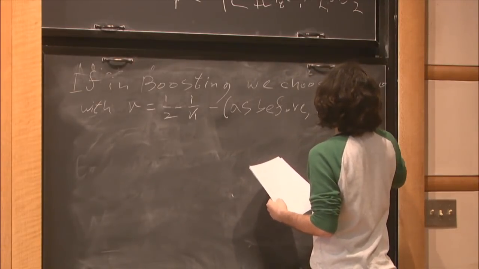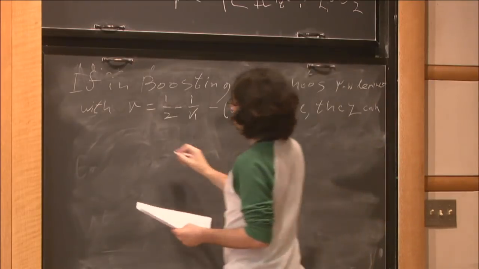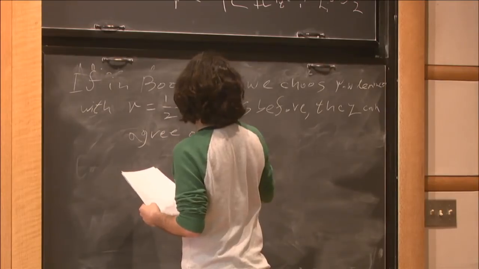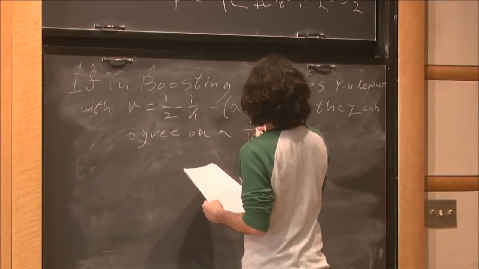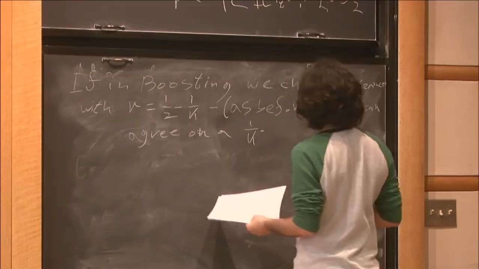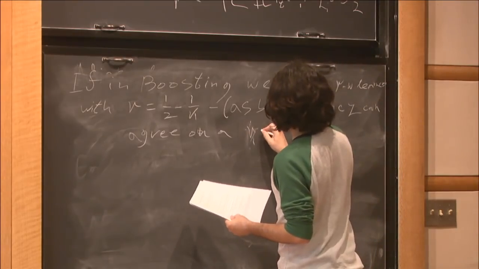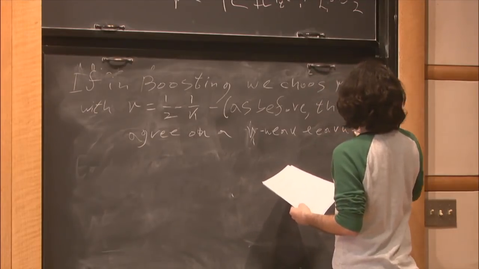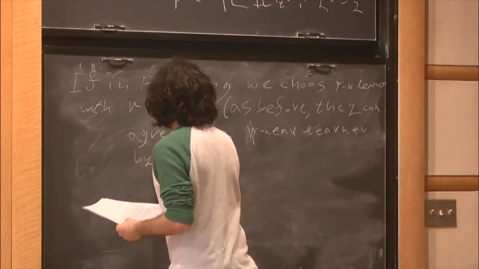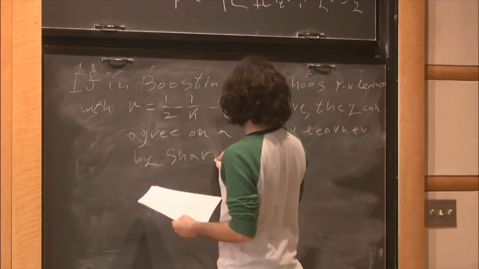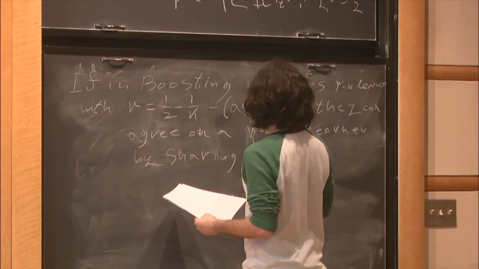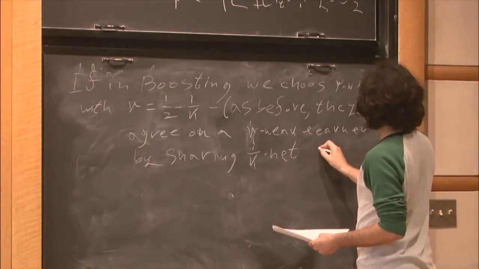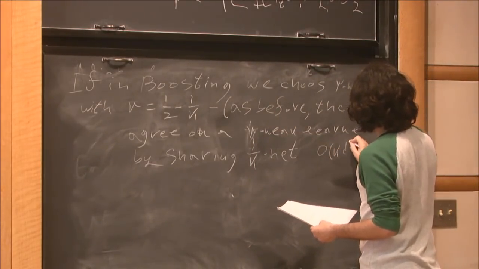They can agree on a 1 over k, on a gamma weak learner, by sharing a 1 over k net. Okay? So they transmit all KD points now.